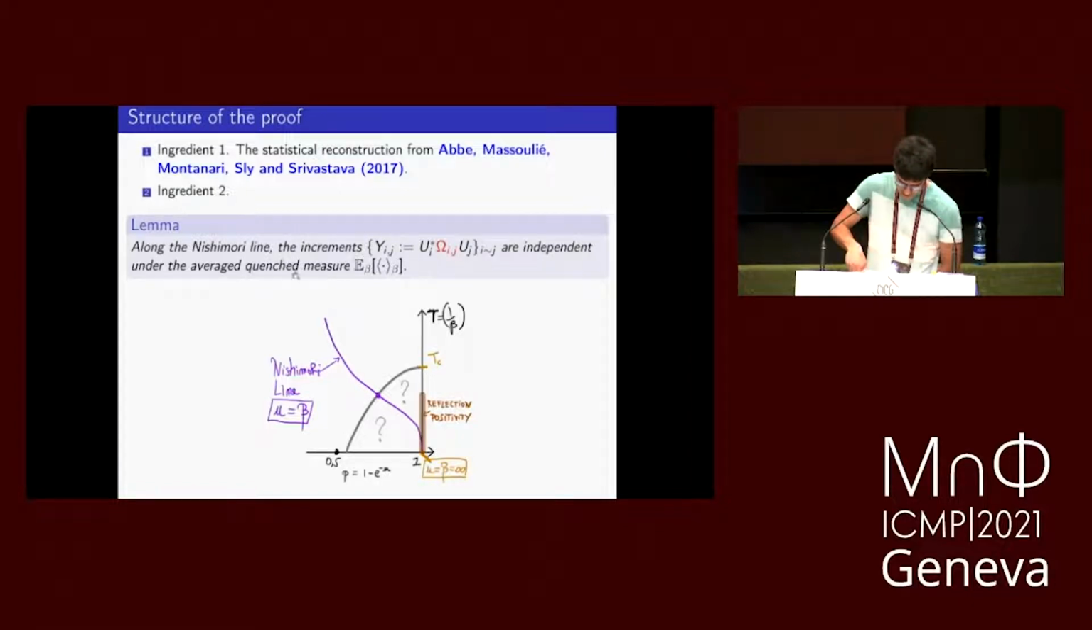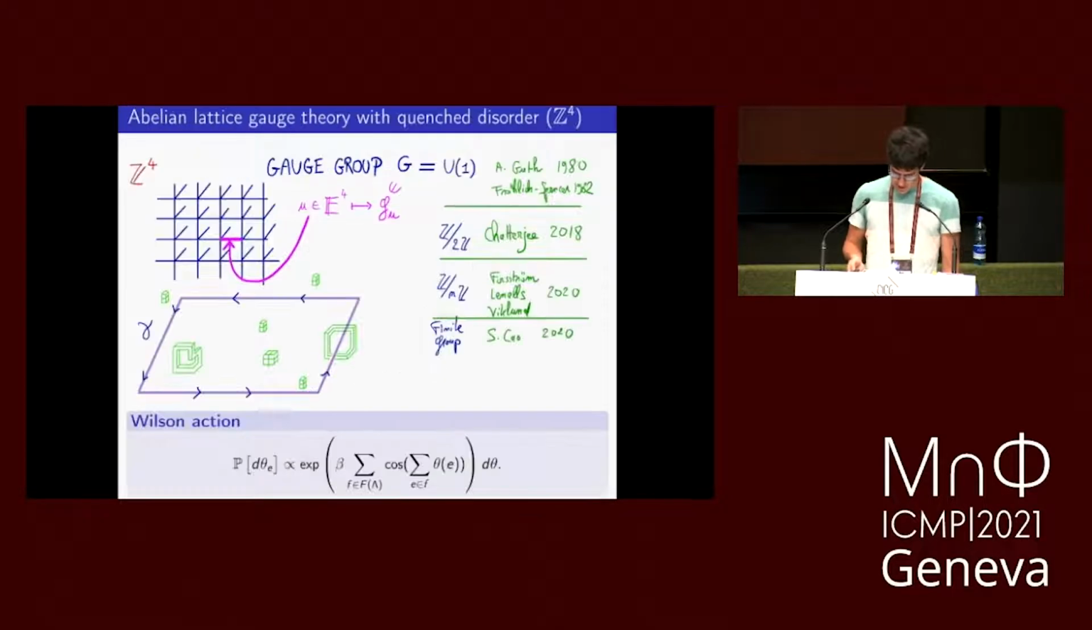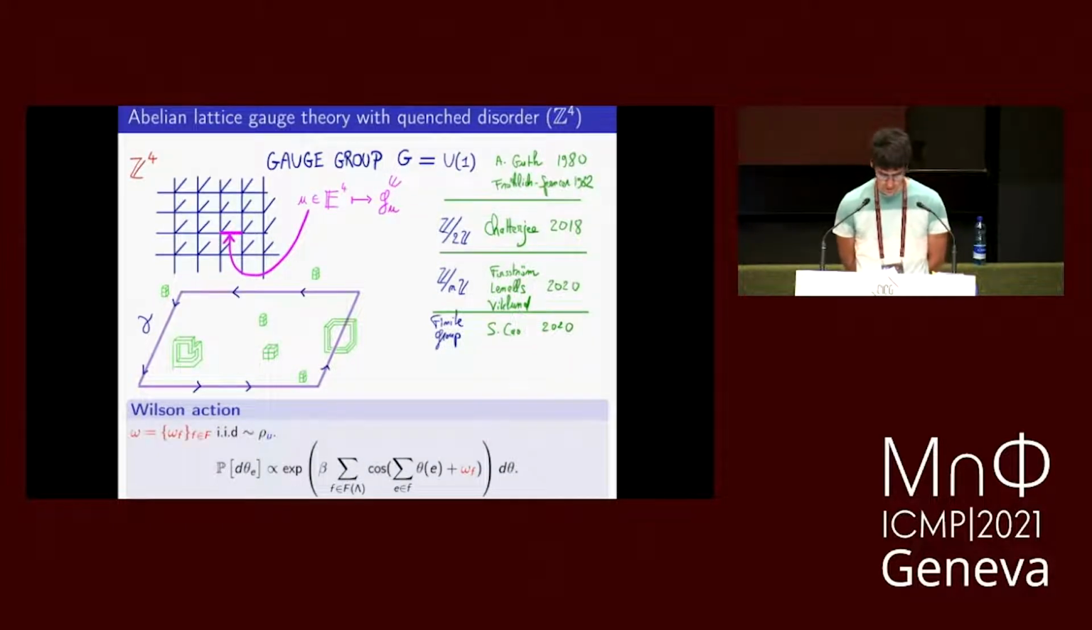So under the average quenched measure, group increments exactly decorrelate along that line, and combined with this reconstruction operator from Abe, Massoulié, etc., we do get the long-range order property. Before giving some remarks on part 1, I want very quickly to stress that in a subsequent work, we want to generalize this to abelian lattice gauge theory, which is supposed to represent QED and not QCD, as we had a talk yesterday by Ilya.